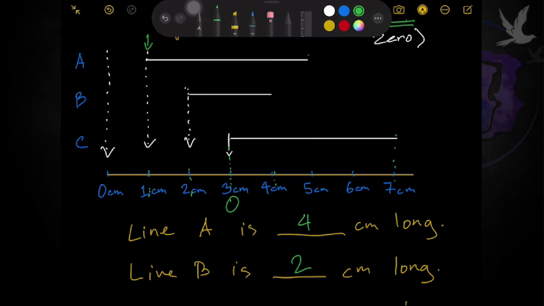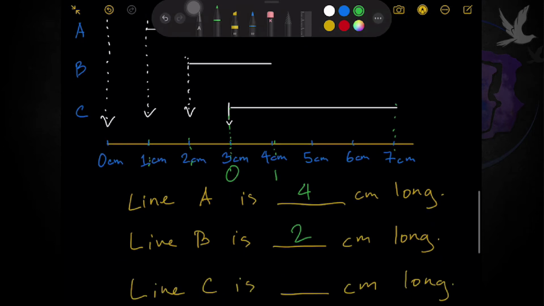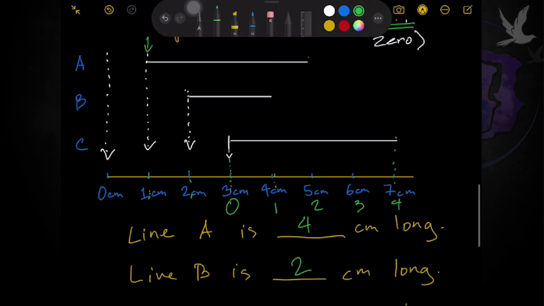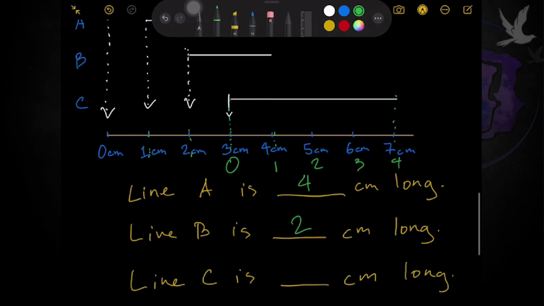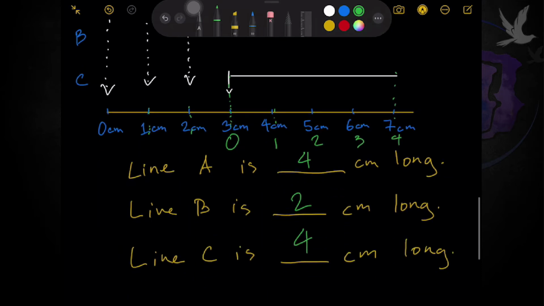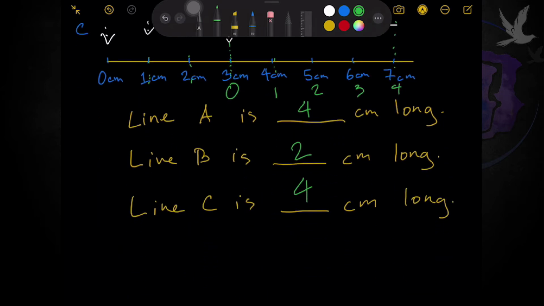Okay? So again, let's start counting for line C. 0, 1, 2, 3, 4. Then again, it gives us that line C is equivalent to 4 centimeters long. So we can say that line A is as long as line C. They are the same. Okay?